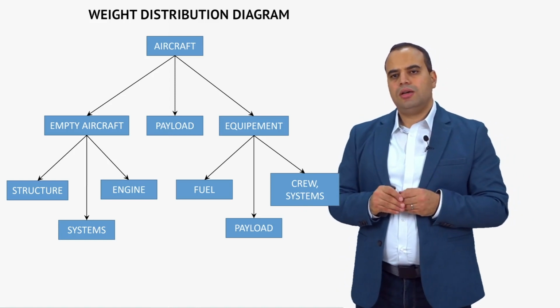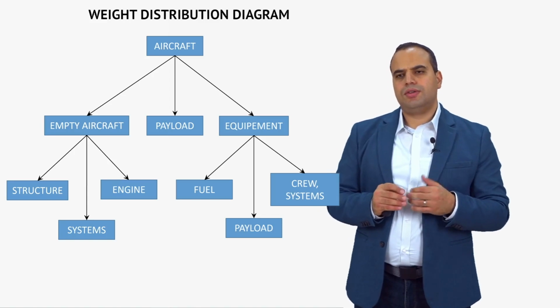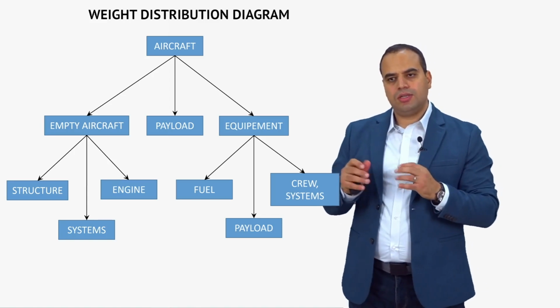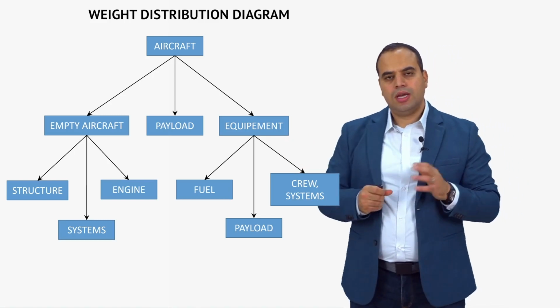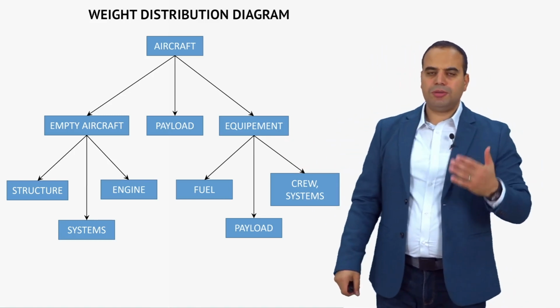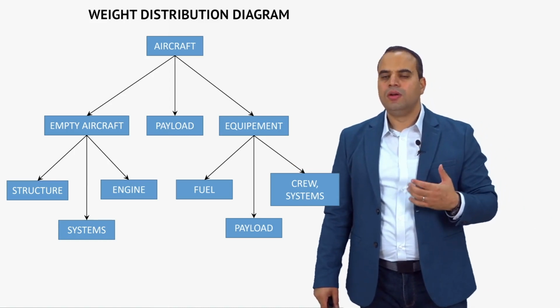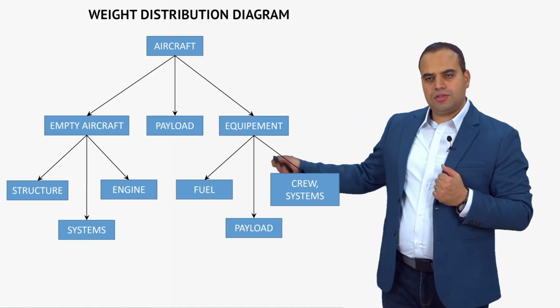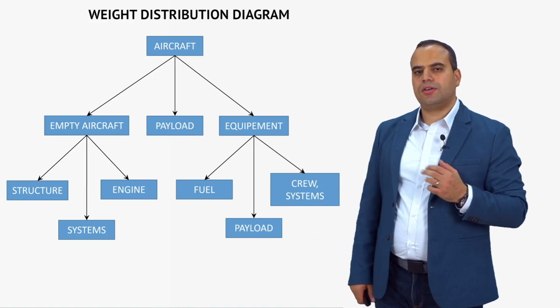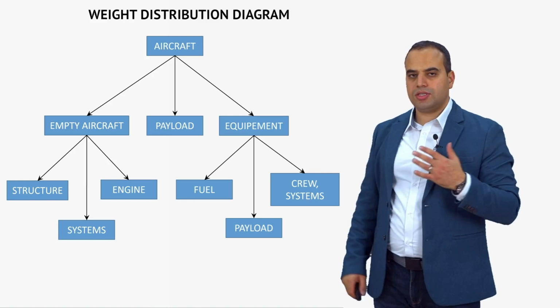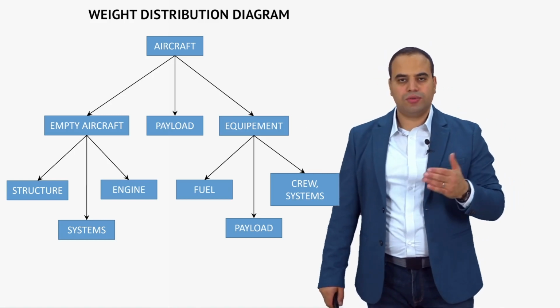When we talk about the empty aircraft, there is a concept called the dry weight. The dry weight means the weight of the aircraft without the payload and the fuel and all of those things that are interchangeable each time the aircraft makes a new flight. All of these together give us the aircraft's total weight, right? The empty aircraft plus the payload plus the equipment gives us the total load of the aircraft, or the takeoff load of the aircraft.